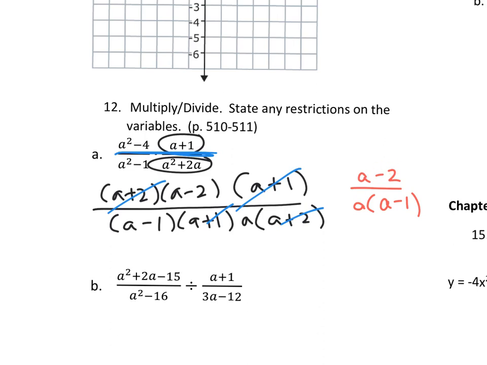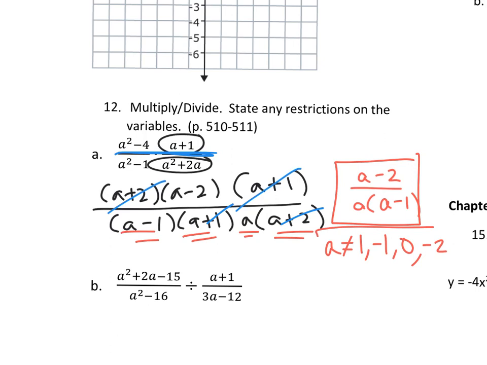Now if I look at my restrictions, I never want to divide by 0. So the situations for a that would make my denominator be 0 would be 1, -1, that comes from these two, 0, and -2. Those are my restrictions. So this is my solution, and then these are my restrictions.